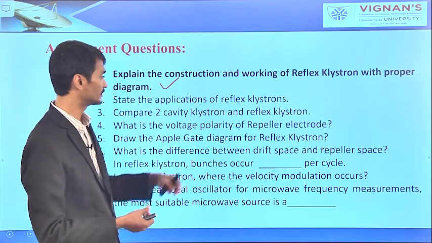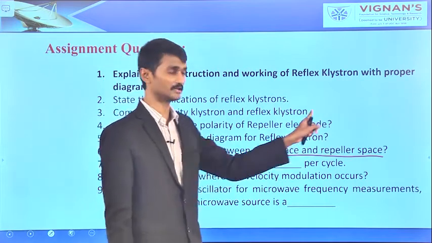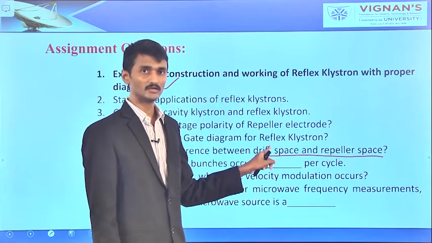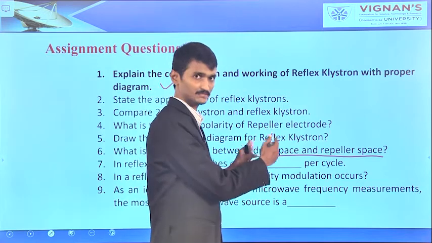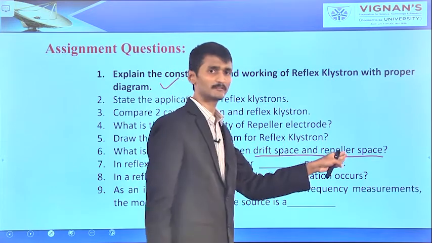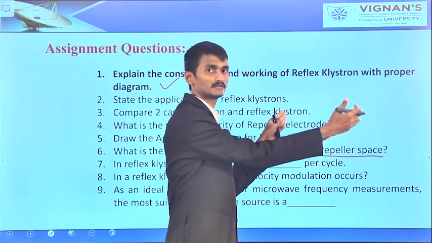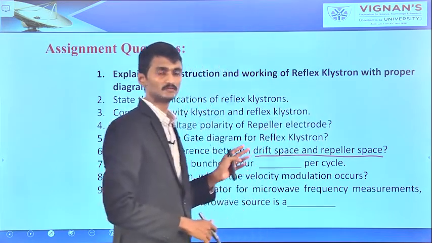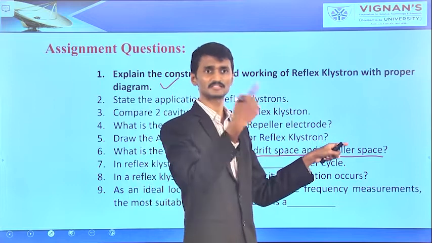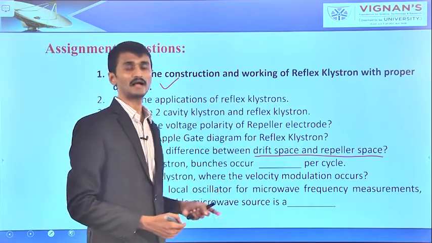And what is the difference between drift space and repeller space? This is very important while comparing the two cavity klystron and the single cavity, that is reflex klystron. Drift space is present in the two cavity klystron amplifier, that is the space between the first cavity, the buncher cavity, and the catcher cavity. Here it is the repeller space: the space between the anode cavity and the repeller electrode. In the drift space no field is present, whereas in the repeller space a negative field is present because the repeller electrode is at highly negative potential.